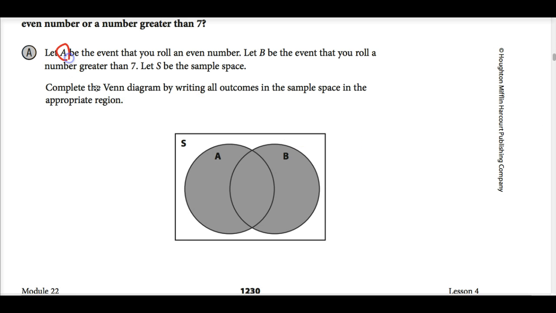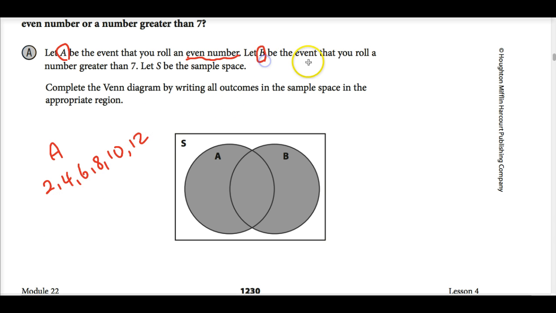So event A is what now? Oh, it's still the same. You've got to get an even number. So set A is going to be 2, 4, 6, 8, 10, and then 12. We have to stop at 12 because the dodecahedron only goes up to number 12, okay?